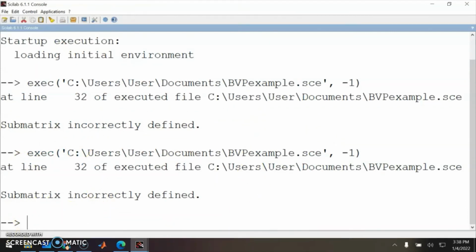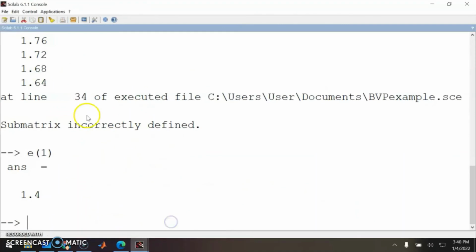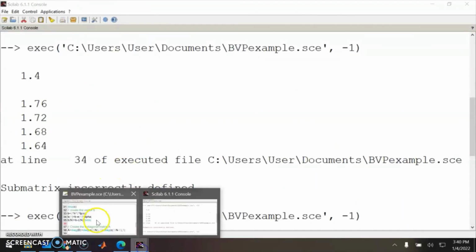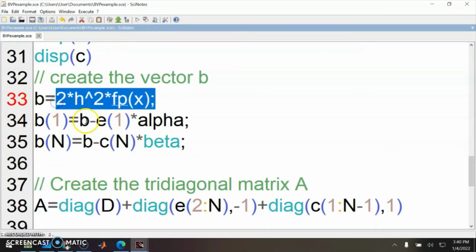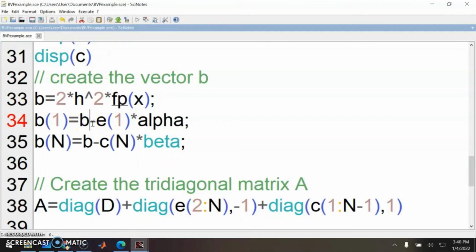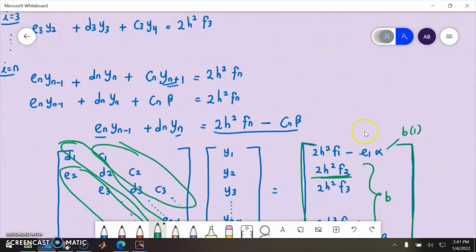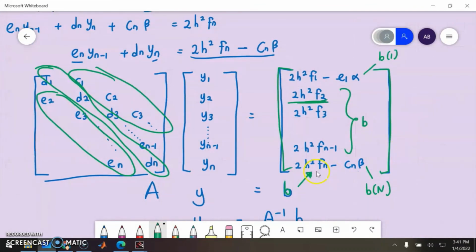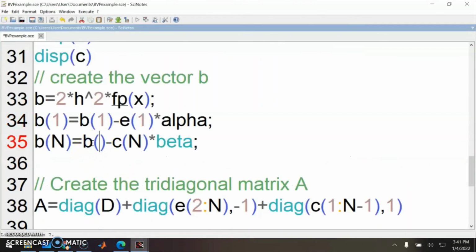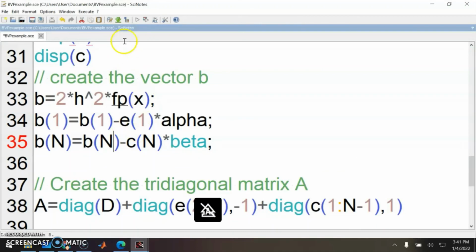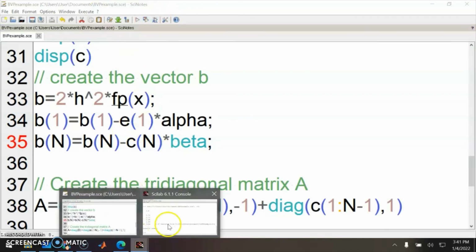Submetric incorrectly defined. Okay, so it says that subdiagonal is incorrectly defined. So I think the problem is here. B is here involving a vector, so I cannot say B minus exponent. I should have the first B. That's what we want to do here, right? We want the first B here for F1 and then the last B for Bn. So let's change that. This will be Bn minus Cn. Okay, let's try it now.